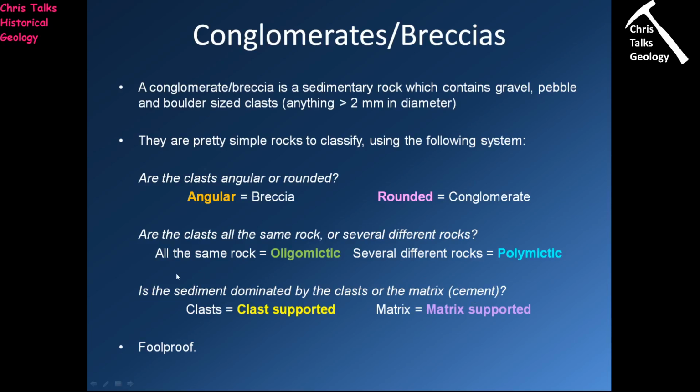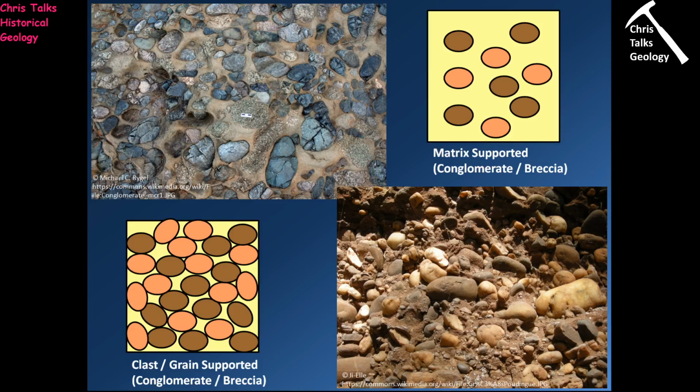The final thing which we can look at is whether the rock is clast supported or matrix supported. So what do we mean by those two terms? Well, in a matrix supported rock, the clasts are going to be separated from each other by the matrix. So the clasts will not be in contact with each other. In contrast, in a clast, also referred to as grain supported, breccia or conglomerate, the clasts will be in direct contact with each other.